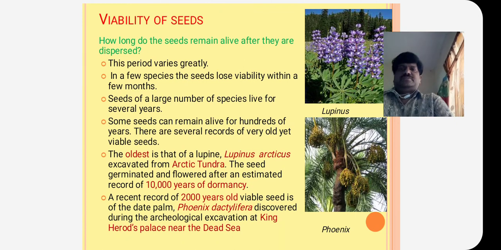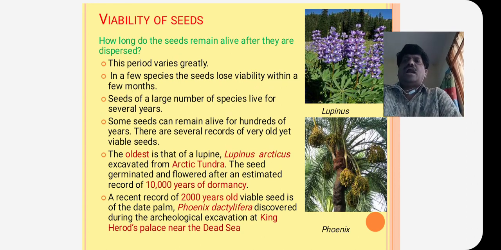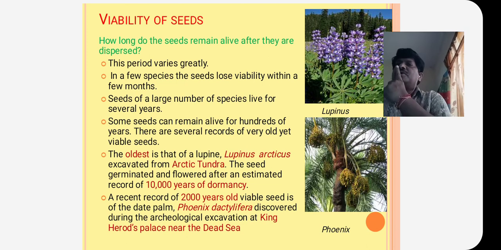The seeds that are released after the dehiscence, seeds will be made available to the outside. So how long do seeds remain alive after they are dispersed? This period generally varies from plant to plant. In some cases the viability of the seed may be a few months, in some cases it may be several years, or in some cases the seeds may remain alive for hundreds of years.